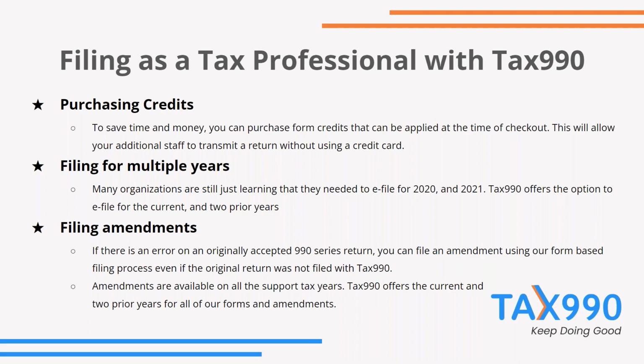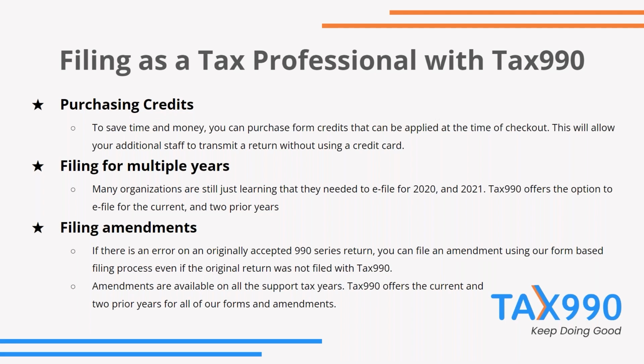Tax professional accounts have the added benefit of purchasing credits. If you expect to file a large amount of 990 series returns during the year, you can pre-purchase the forms in bulk at a reduced per form cost. And this will allow you to just add a credit in the form of payment during the checkout process and skip that process of entering your credit card information with each transaction. The credits don't expire, so if you don't end up using all of the purchased credits this year, they'll remain in your account for future use.